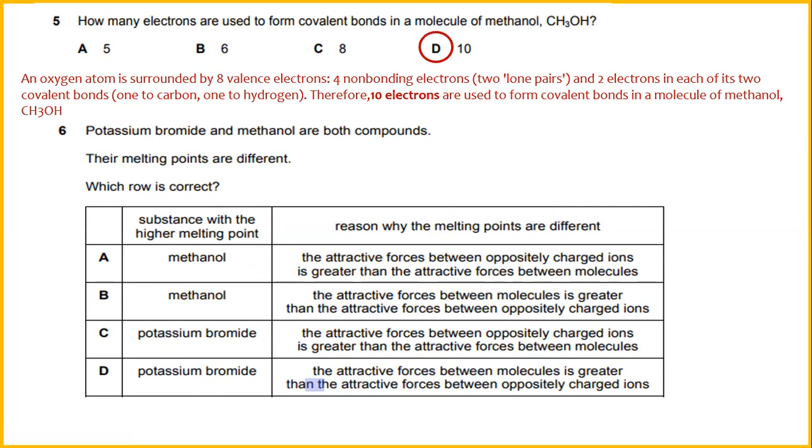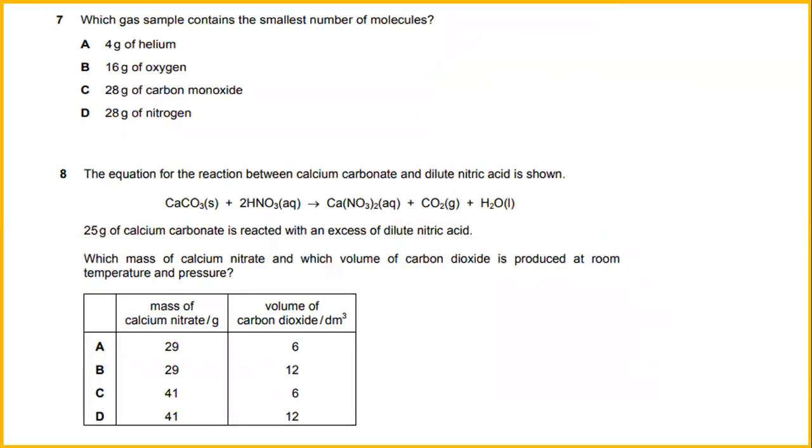Potassium bromide and methanol are both compounds. Their melting points are different. Which statement is correct? Potassium bromide is the substance with a higher melting point. The reason is that the attractive forces between oppositely charged ions are greater than the attractive forces between molecules. Which gas sample contains the smallest number of molecules? The answer will be 16 grams of oxygen.